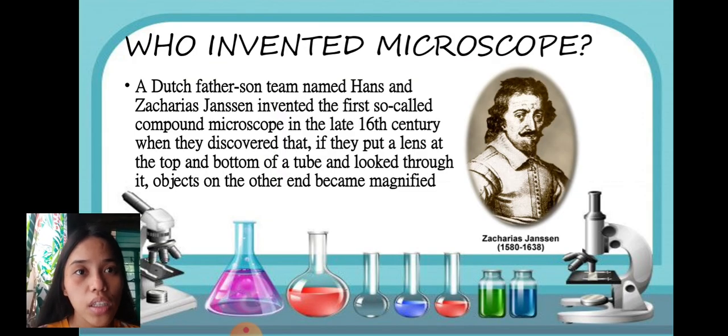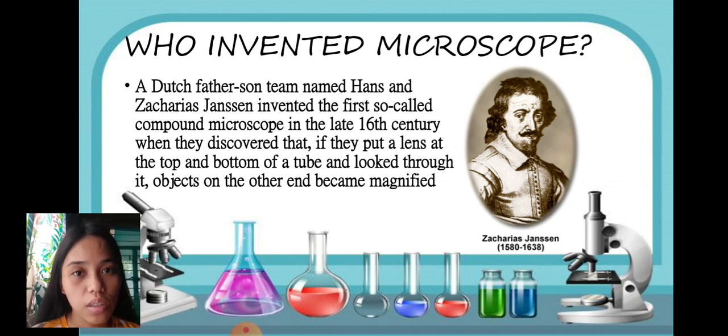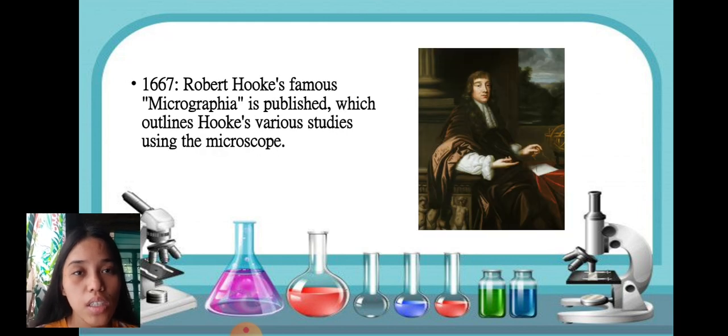A Dutch father-son team named Hans and Zacharias Janssen invented the first so-called compound microscope in the late 16th century, when they discovered that if they put lenses at the top and bottom of a tube and looked through it, objects on the other end became magnified. In 1667, Robert Hooke's famous book, Micrographia, was published, which outlines Hooke's various studies using the microscope.